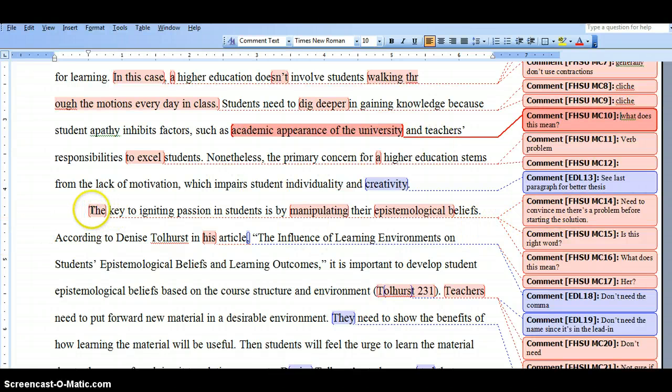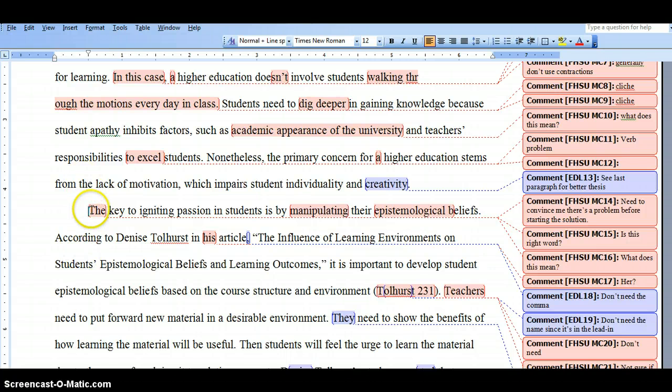Now, this is what we talked about in class. This is the biggest problem with this draft. It's a very good draft, but the biggest problem with it is that it doesn't have a problem section. You sort of assume that we are going to agree that student apathy is a problem. I haven't been convinced of that yet. Maybe my prior knowledge does that, but I think you still need to explore that. So you jump from the introduction to your solution, basically, which is to manipulate the epistemological beliefs.